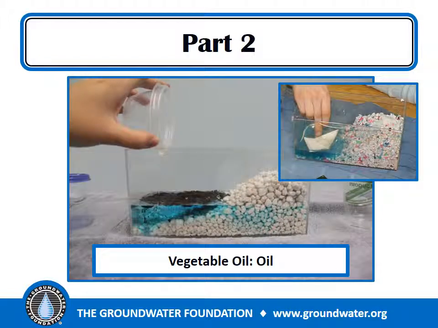Third, have the assigned student from each group add the vegetable oil to the lake. Explain how oil spills can occur when oil is being transported. They are very difficult to clean up and the oil can seep into the groundwater. Furthermore, even small oil spills from vehicles can pollute water.